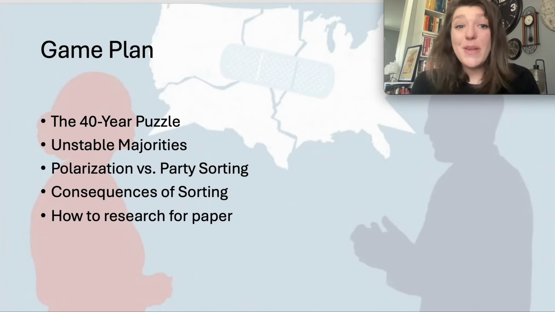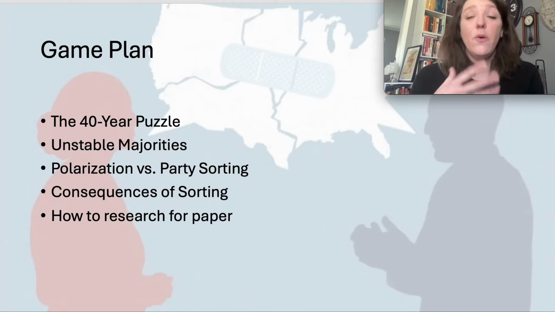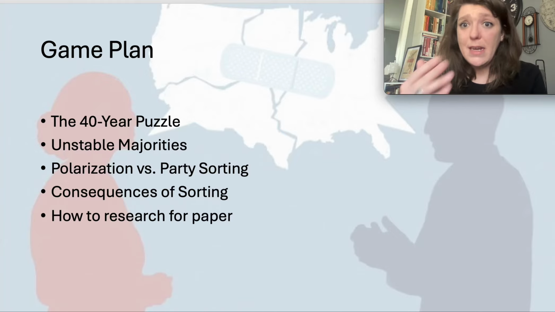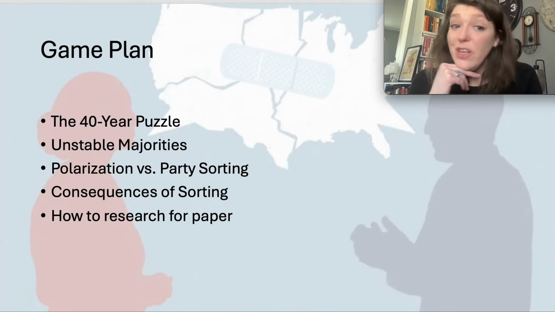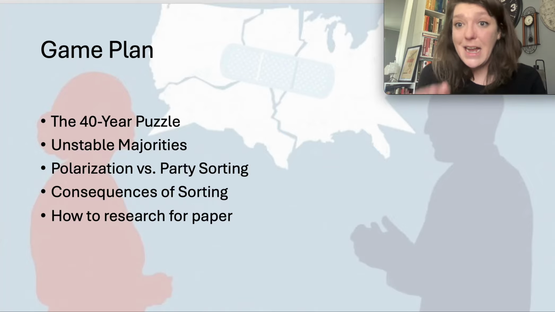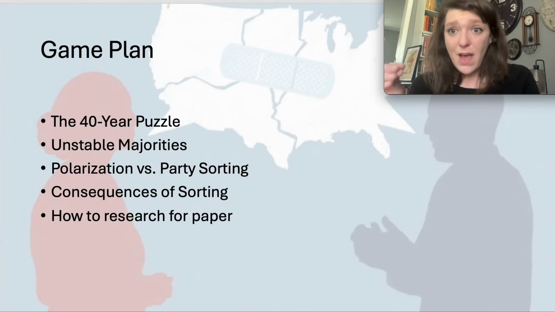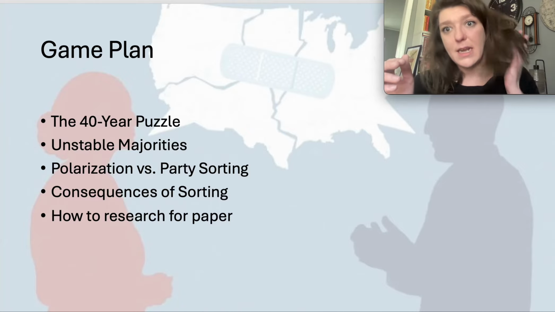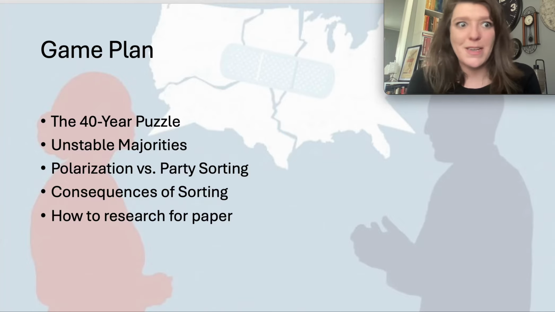Okay, so the game plan is we're going to look at the 40-year puzzle, the idea that motivated the book and the questions that are asked in the book. Then we're going to talk about what unstable majorities are. Then we'll talk about the difference between polarization and party sorting, which is one of the key ideas that you need to understand in order to do this paper. Then we'll talk about the consequences of sorting, and then we'll talk about how to research for your paper, specifically what is the necessary evidence that you're going to need to do this paper well and provide a sufficient justification for your argument.